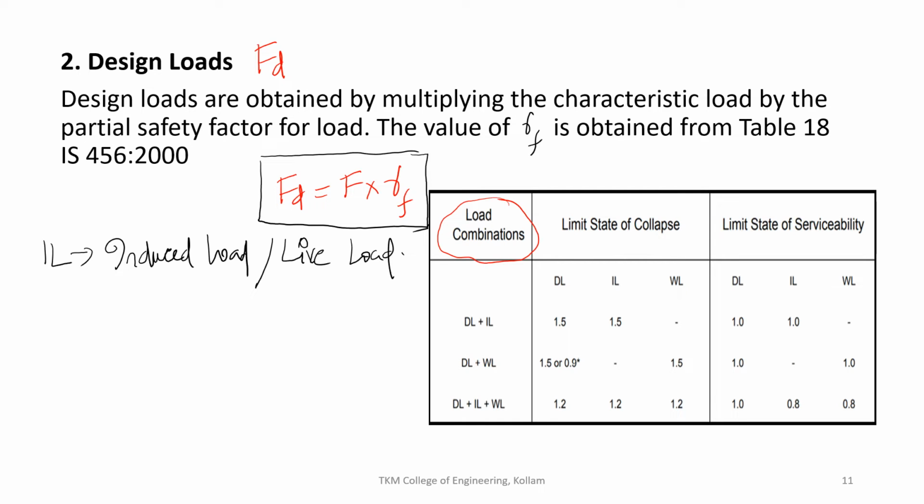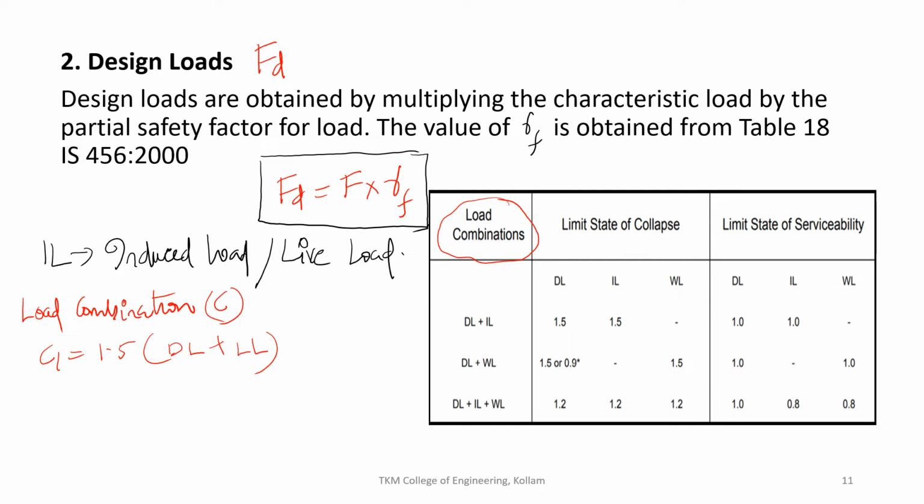Okay, the first one is the dead load plus live load combination. If you are considering only dead load plus live load, then the factor of safety taken is 1.5. That is one load combination. I'll denote it as C. So the first, load combination C1, is 1.5 into dead load plus live load.